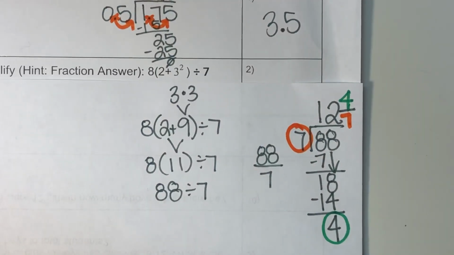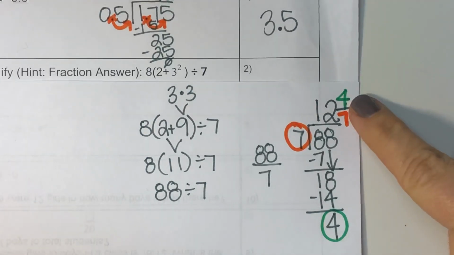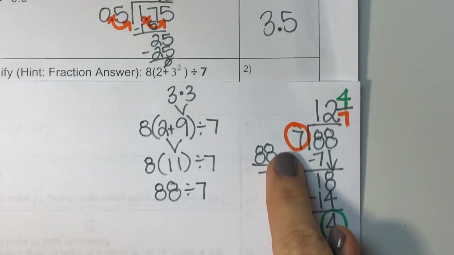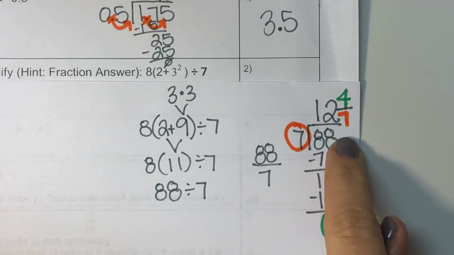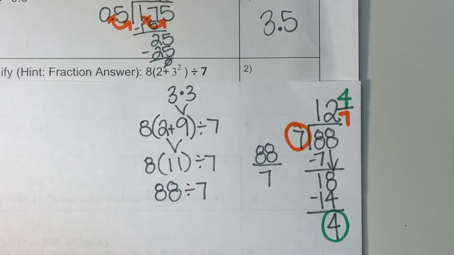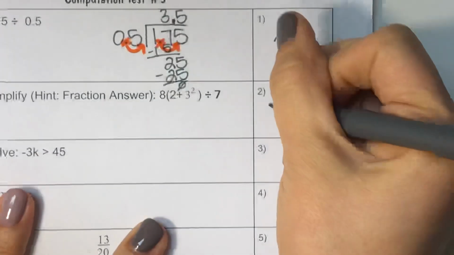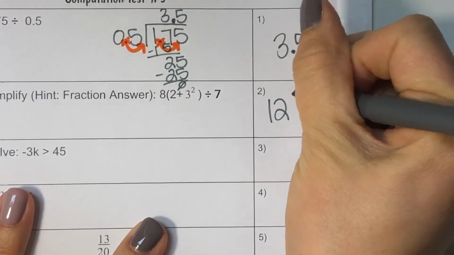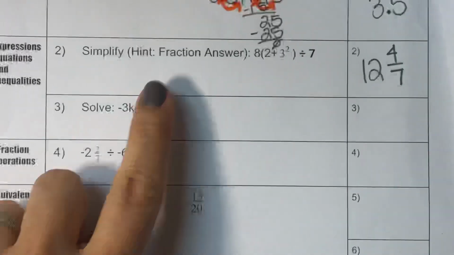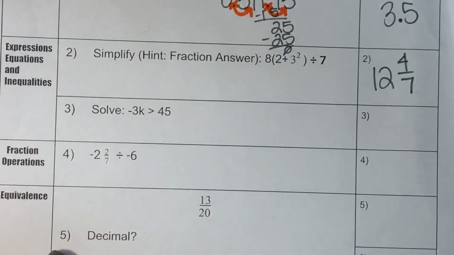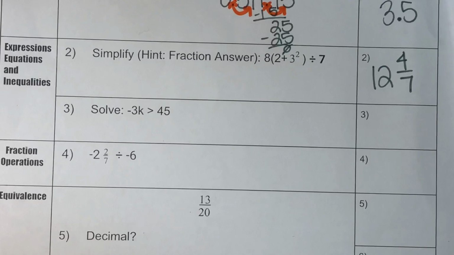So really this is a very simple problem that a lot of you I feel are making way too hard. You take your remainder, you pop it up as your numerator, and then you take that original denominator or divisor and you pop it in and keep it the original denominator that it was. So that answer should have been 12 4/7. So let's get that written down. If it does say fraction answer, it needs to be given as a fraction. Okay, let's talk about this next one.